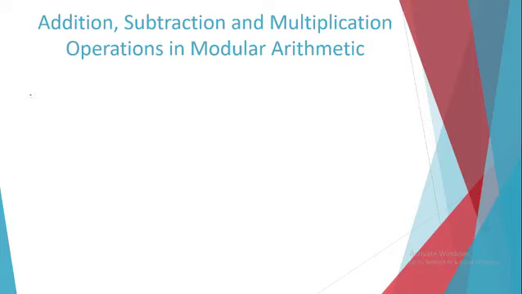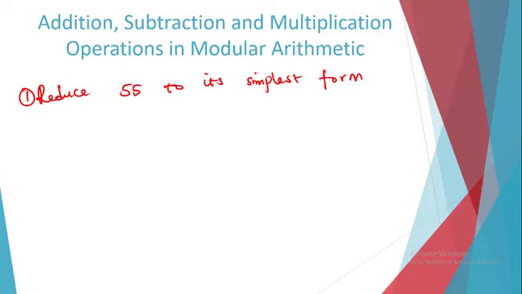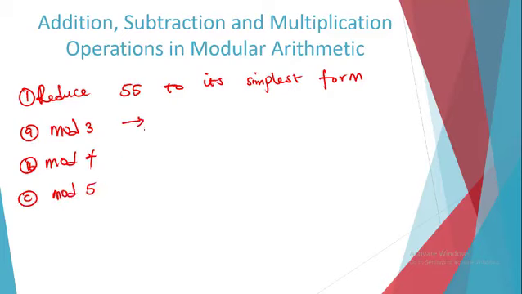Now we have an example on the screen. Reduce 55 to its simplest form under A, mode 3; B, mode 4; and C, mode 5. Let us start. This is very, very simple. Pay close attention to understand what we are doing.